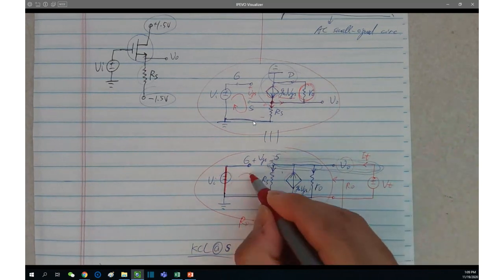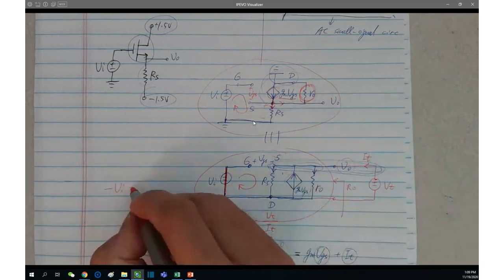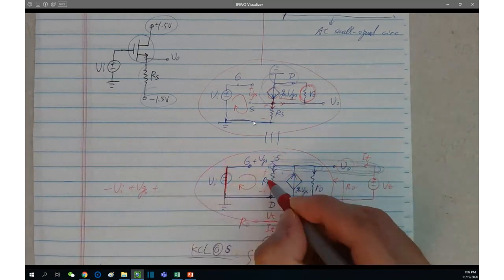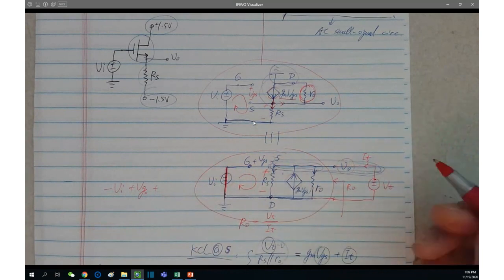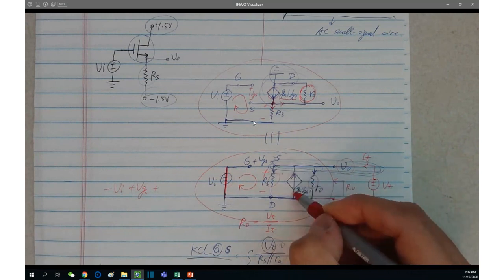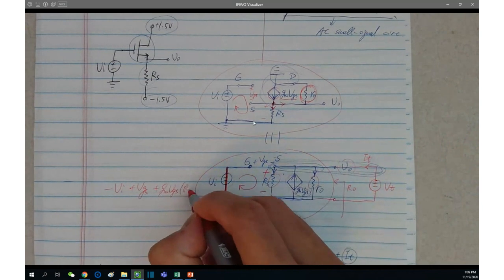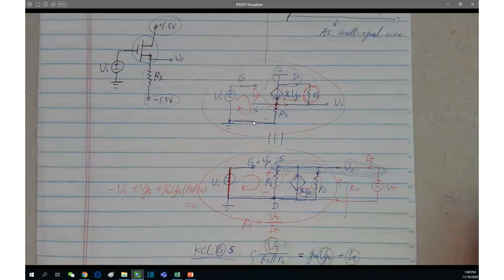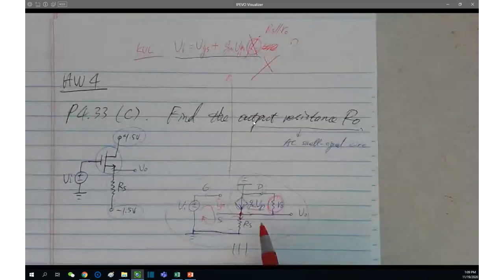So you're doing a KVL inside of this loop, then you have negative VI plus VGS, right? And then plus the voltage here, from source to drain. What is the voltage here? You have RS and R naught in parallel here, right? And the current through them is just equal to the total current in this guy. So GM VGS times RS parallel with R naught equals 0. This is the KVL. From here, I have to admit, it's hard to see.